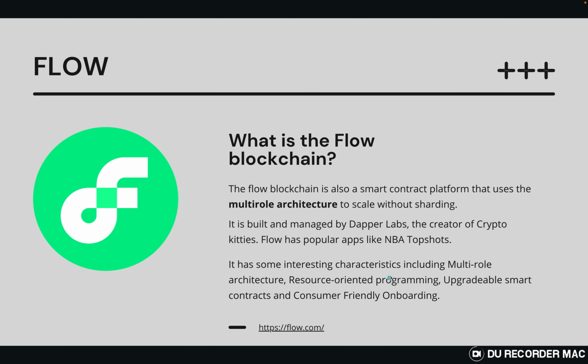That's why normal, regular everyday users were able to use NBA Top Shot, because the Flow blockchain is geared towards making their platform consumer friendly, so that people can easily get onboarded and use their platforms, and they have easy fiat on-ramps.